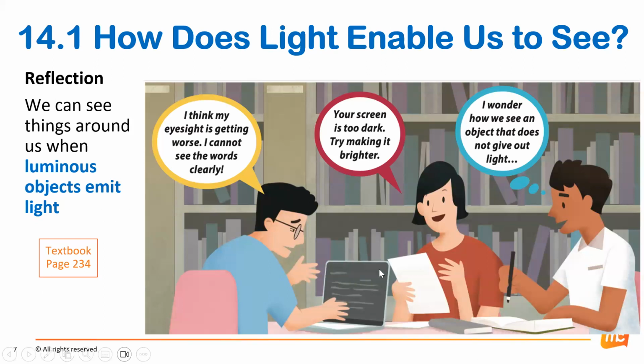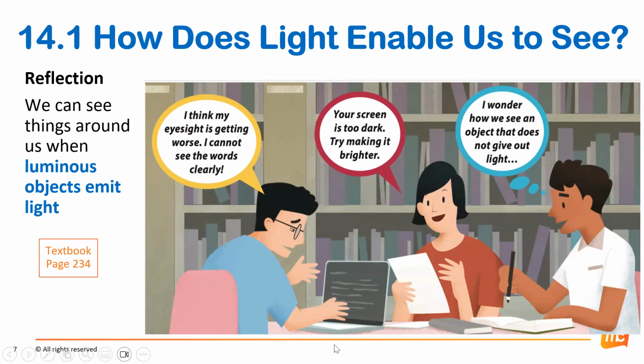So we also have this comic. This guy over here, in the yellow speech bubble, is saying, I think my eyesight is getting worse. I cannot see the words clearly. And this girl went on to say, oh, that's because your screen is too dark. Try making it brighter. And then this guy starts thinking, I wonder how do we see an object that does not give out light?